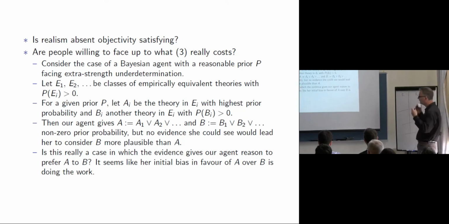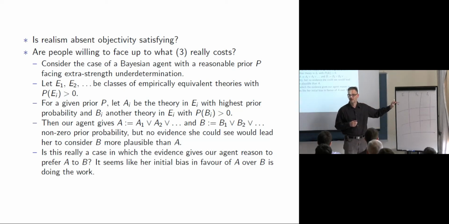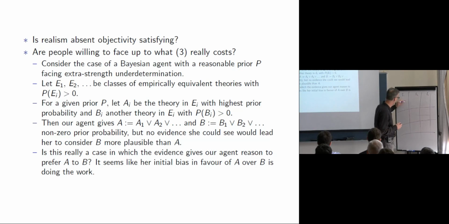For a given prior, one of these reasonable priors, go through and in each box pick, in E1, let A1 be the theory that prior gives highest probability. And let B1 be some other theory that gets positive probability. Then go to this box. Let A2 be the one that gets highest probability according to that prior, and let B2 be some other theory that gets positive probability, and so on. So for each box, you pick the winner according to this prior, the one that gets highest probability, and you call that A. And you pick some loser, B.